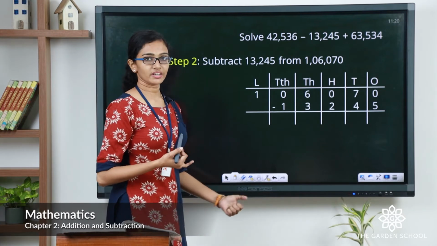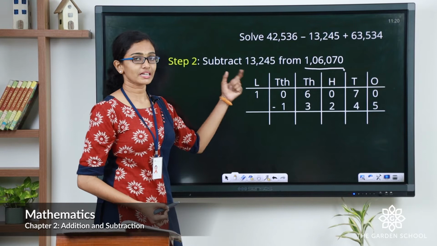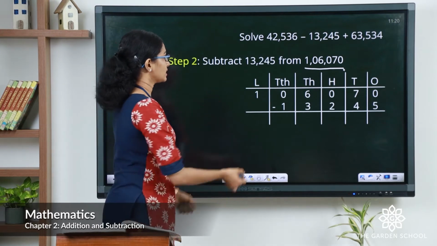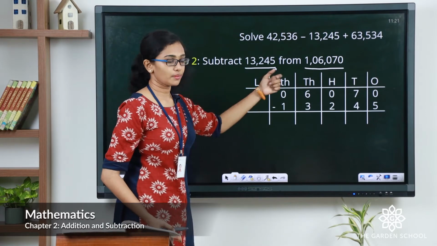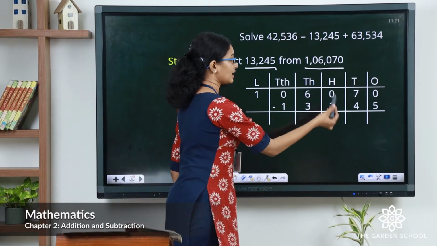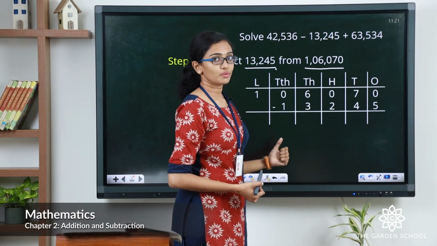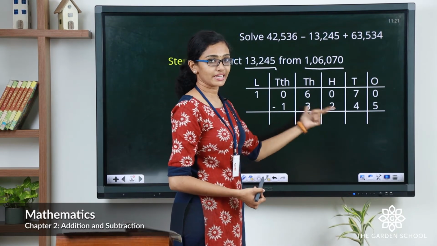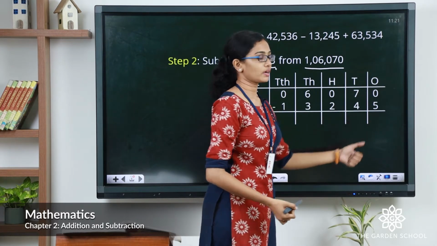So, which is the bigger number here? The 1,06,070. So, that is going to be the minuend and this one is the subtrahend. So, the minuend is written at the top. Below that, you write the subtrahend. Let's do the subtraction now. So, 0 minus 5, we cannot do. What do we do now? We borrow from the next higher place. So, let's borrow 1 from the tens place and give it to the ones place.